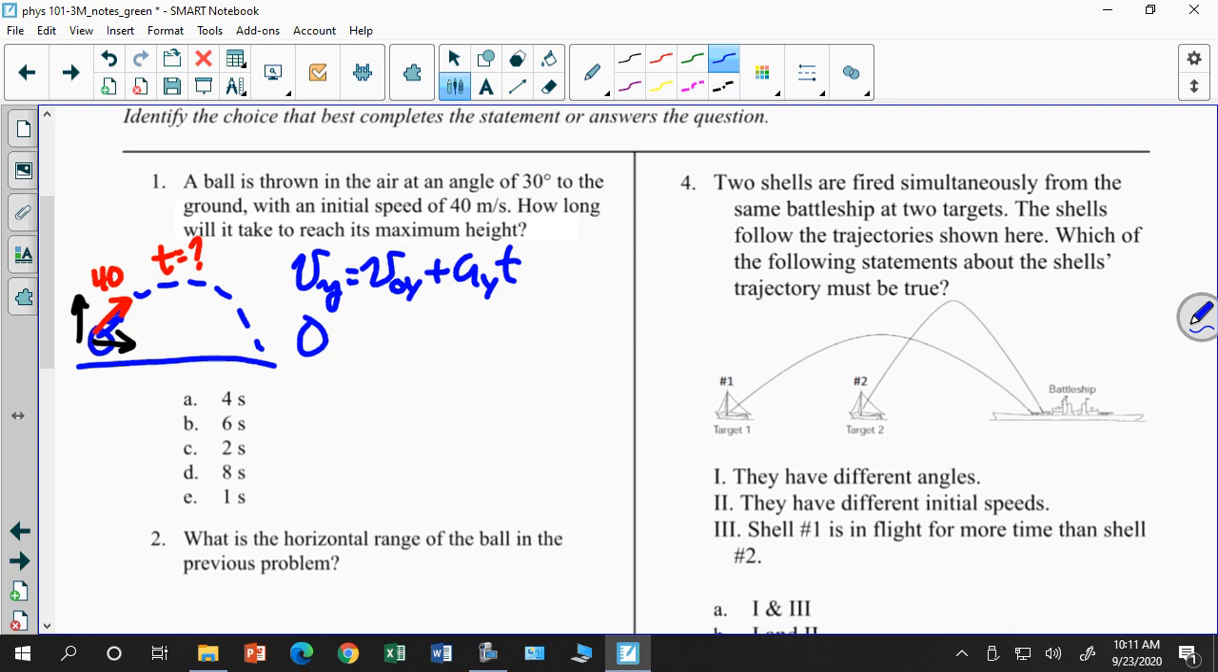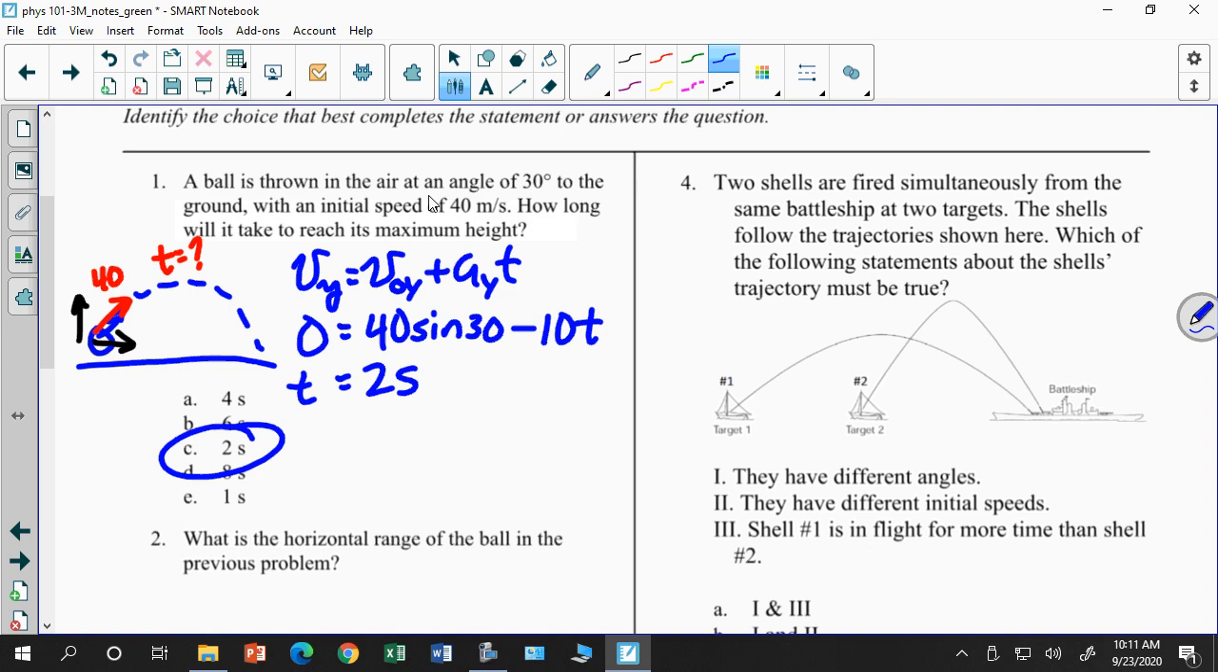I know that Vy at the top is equal to 0. I know that V naught y is 40 sine of 30. That's the y component of my initial velocity, minus 10 times t. So that's going to be t is equal to 2 seconds. And then next, I want to know what is the horizontal range of the object.